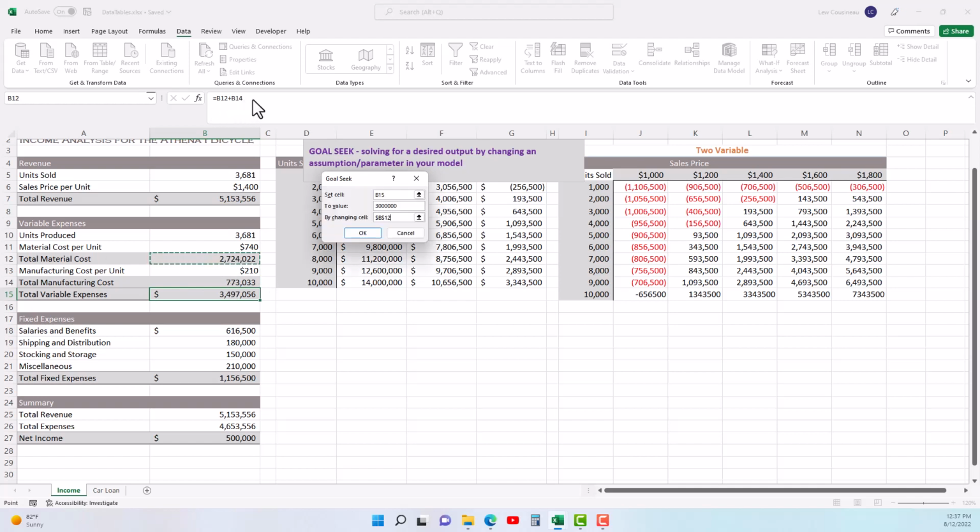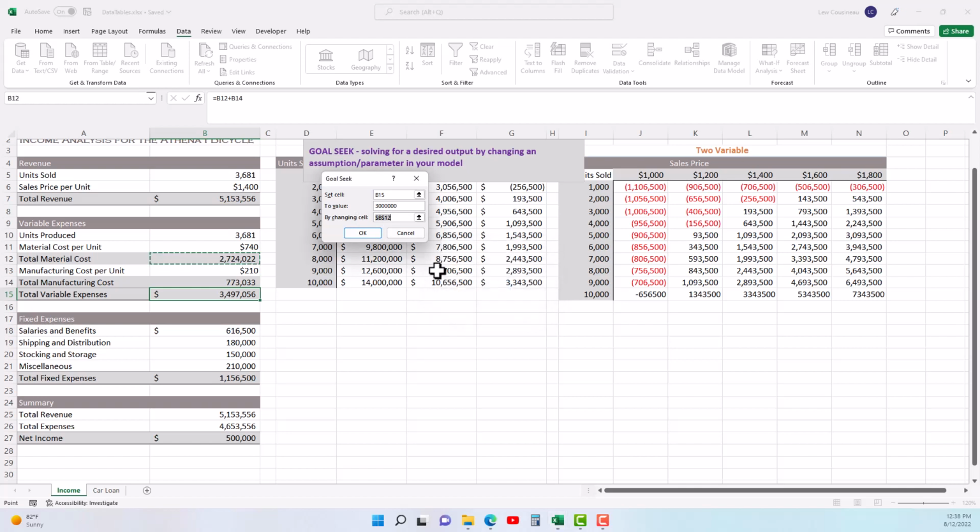Well, this cell is a formula. And so Goal Seek doesn't know there's two things that make up this formula, the material cost and the number of units. And so it doesn't know what you want me to change in order to get this variable expense down to 3 million. And so it'll give you an error message saying cell must contain a value. What would be more accurate is to say the cell can't contain a formula, because a formula is made up of multiple components and it doesn't know which one to change in order to reach your objective.